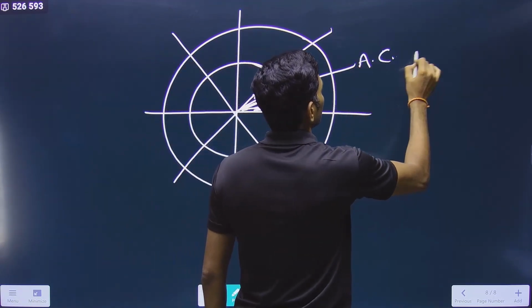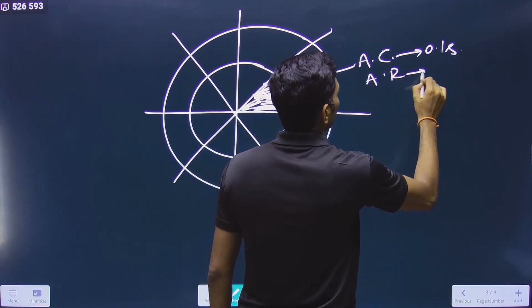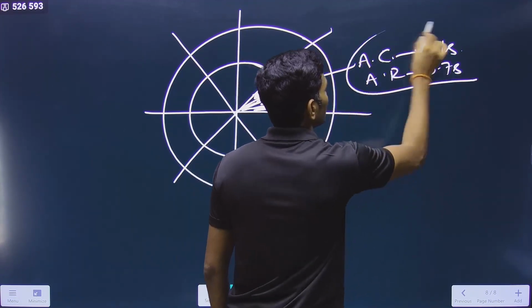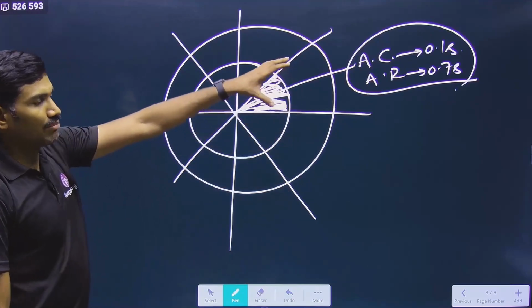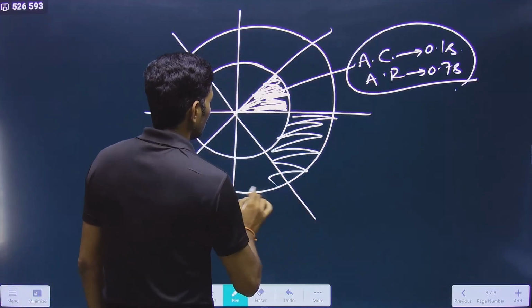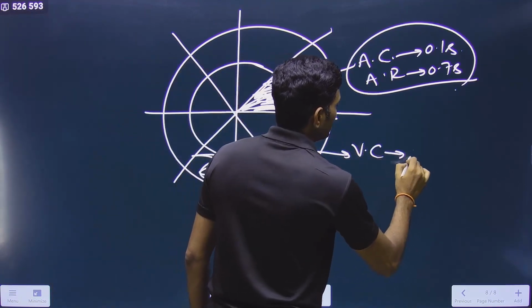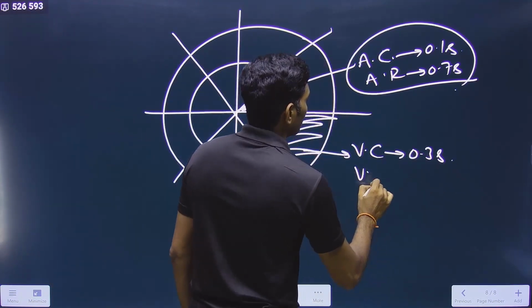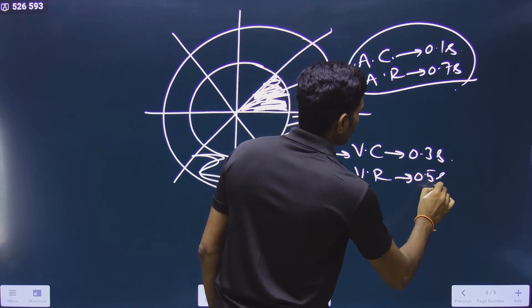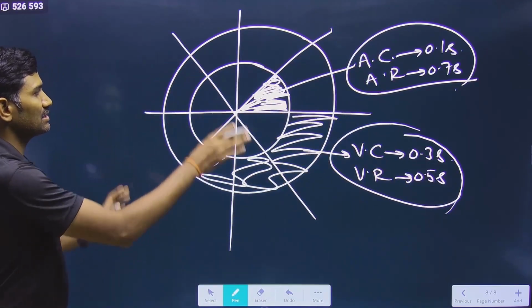Atrial contraction is for 0.1 second, and atrial relaxation is for 0.7 seconds. Okay, that's what is happening with respect to atria. But for ventricles, if you are observing 1, 2 and 3, in this way, ventricular contraction is 0.3 seconds and ventricular relaxation is for 0.5 seconds. This is what is happening in this 0.8 seconds.